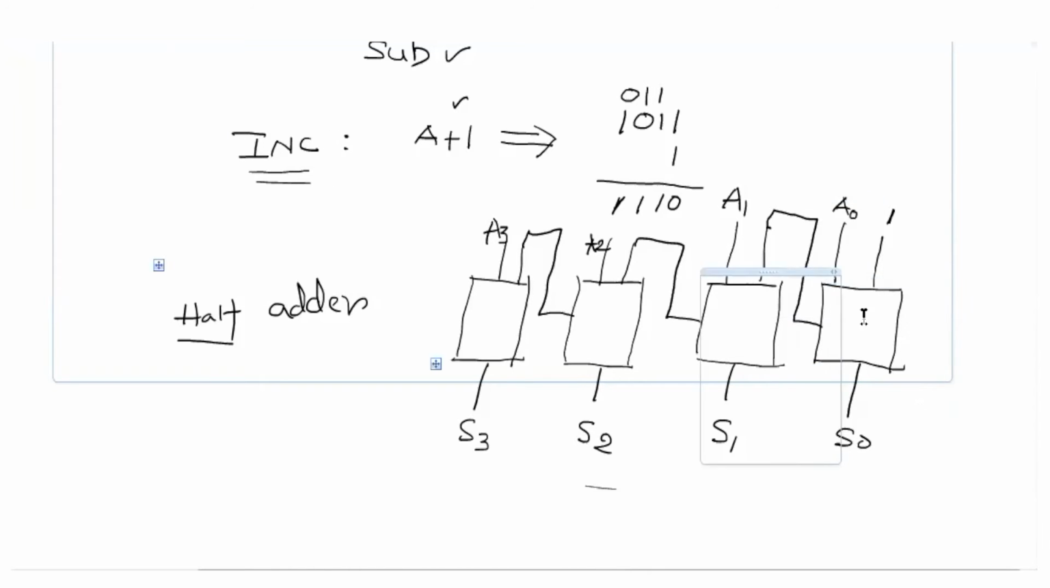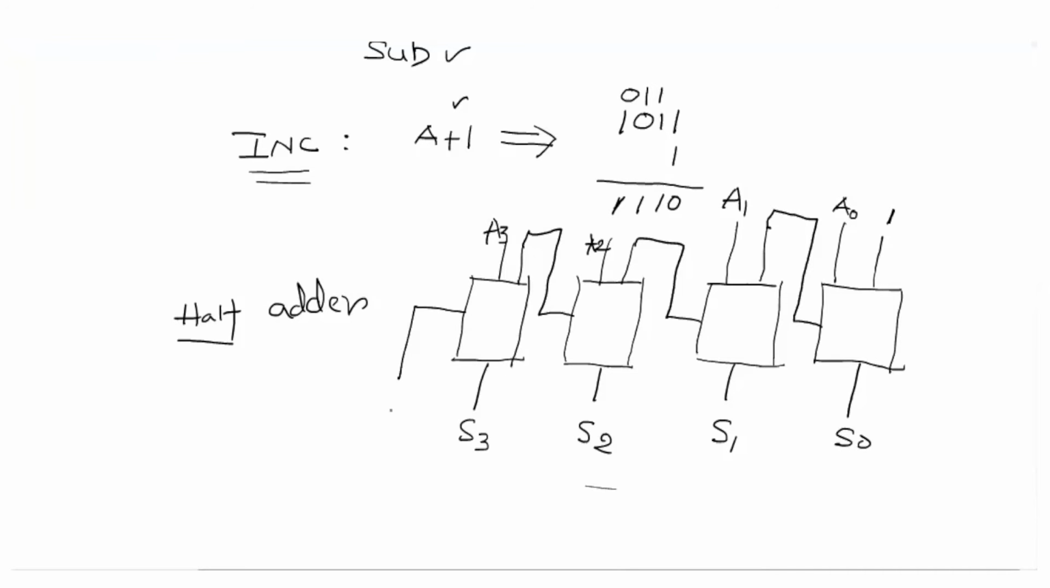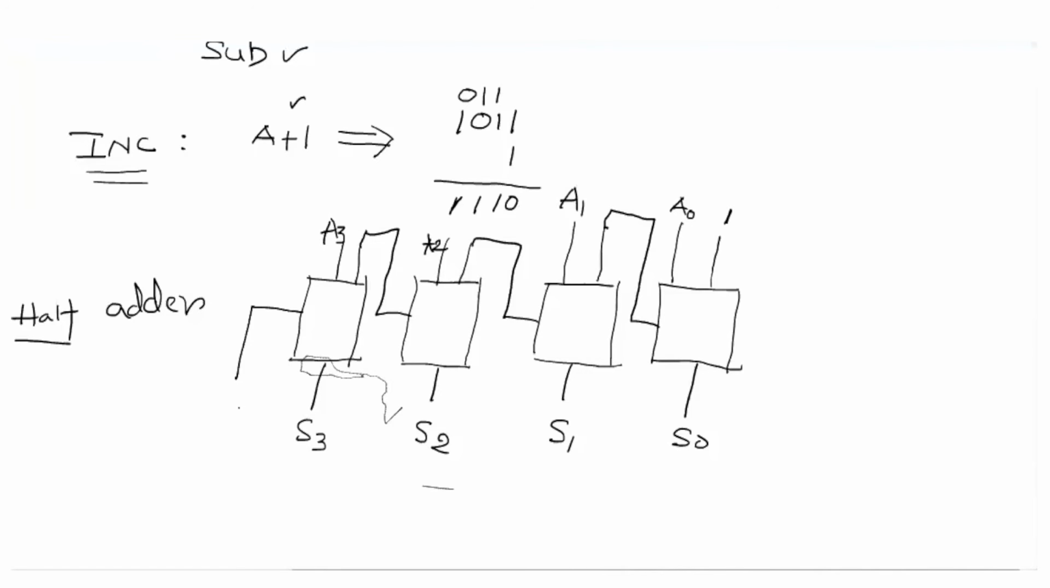That is, the first half adder will receive A0 and 1, the second half adder A1 and the carry from the previous half adder. Next is A2 and the carry from the previous half adder. Next is A3 and a carry from the previous half adder. Here we're going to get the outputs S0, S1, S2, S3. And if the final half adder produces a carry, it will act as either an AND carry or an output carry to the next subsequent stage.